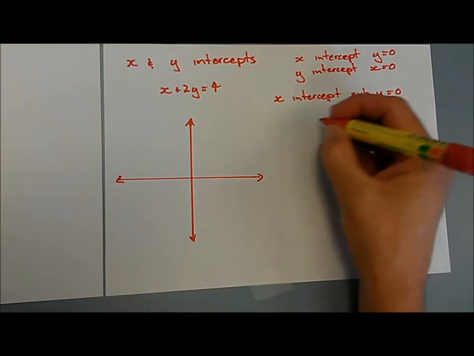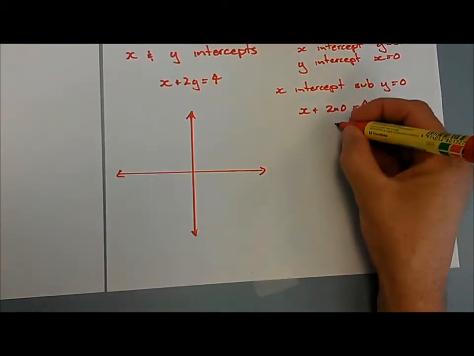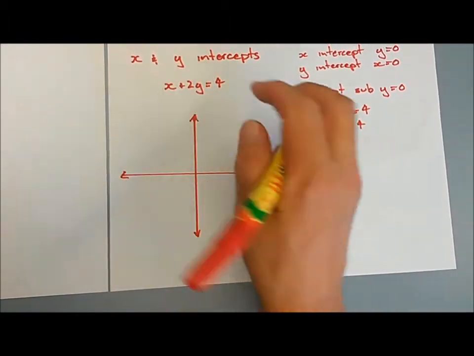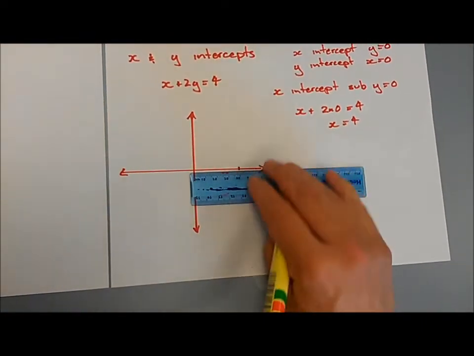sub y equals 0, you get x plus 2 lots of 0 equals 4. And therefore x equals 4. It's simply losing the y. x equals 4. So my x-intercept is 4. So I could then graph that over here and go, there's my x-intercept, it's at 4.